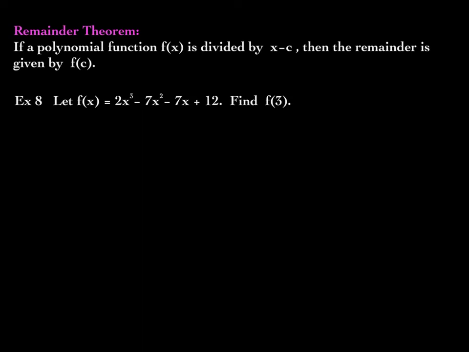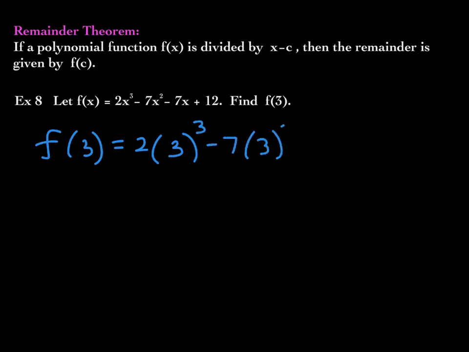Here's an example. Let this polynomial be 2x cubed minus 7x squared minus 7x plus 12. Find f of 3. Now let me show you the old way we used to do it. Well, I shouldn't say old, just the traditional way for finding f of 3. We would plug 3 into the function, right everybody? So 2 times 3 cubed minus 7 times 3 squared minus 7 times 3 and then plus 12, right?